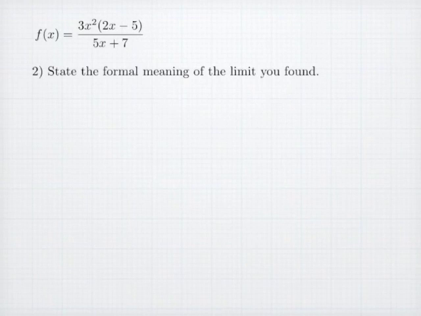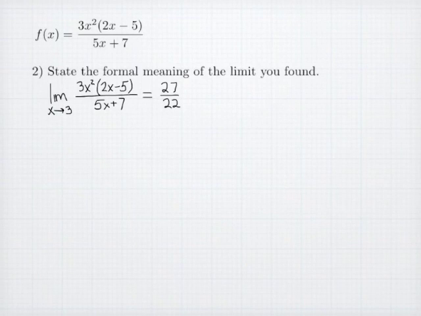So again, as we did with our limits of sequences, let's review what the statement we're actually showing. Our question is, what is the formal definition of the statement that the limit of the function 3x squared times 2x minus 5 over 5x plus 7 as x approaches 3 has a value of 27 over 22. This problem is essentially a memorization problem. You need to know the definition.